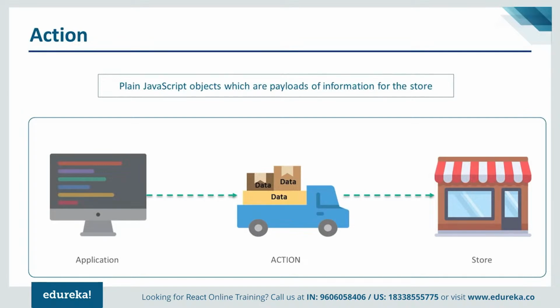An action is a plain JavaScript object, which are payloads of information for the store. As you can see in this slide, if this is the application, then action is the payload, as I have shown with a truck diagram. This is holding the information, the payload of information for the store. As I mentioned earlier, the store is taking data from the action. So what is action? Actions are plain JavaScript objects which are payloads of information for the store.